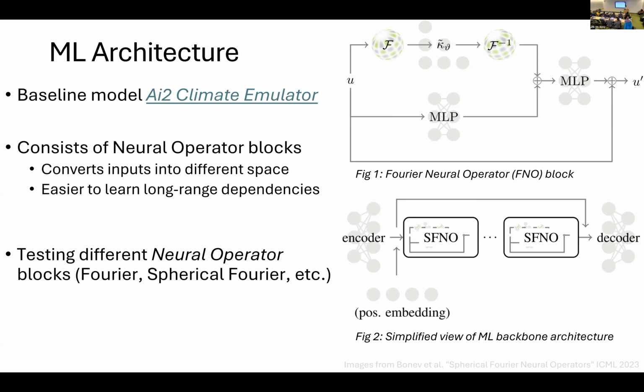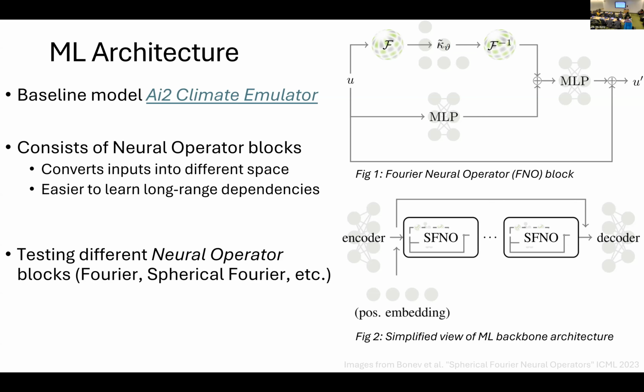And the last design choice is the machine learning architecture. So the baseline architecture that I'm using is a model called AI2 Climate Emulator, which is one of the best models that's open source for ocean prediction and climate prediction. And the most important component of this model is something called the neural operator block, or the Fourier neural operator block, as shown in this image on the top.